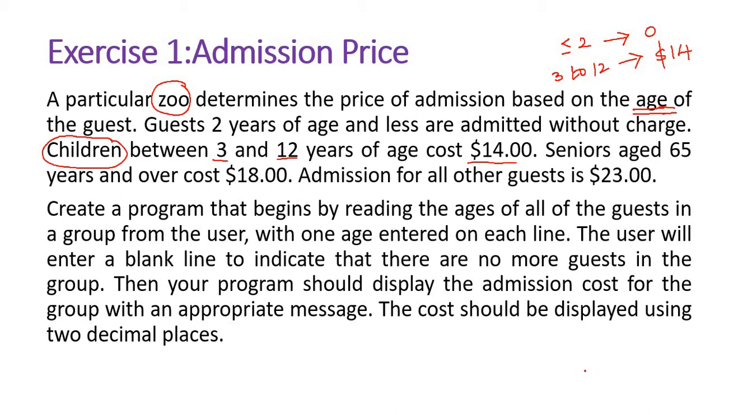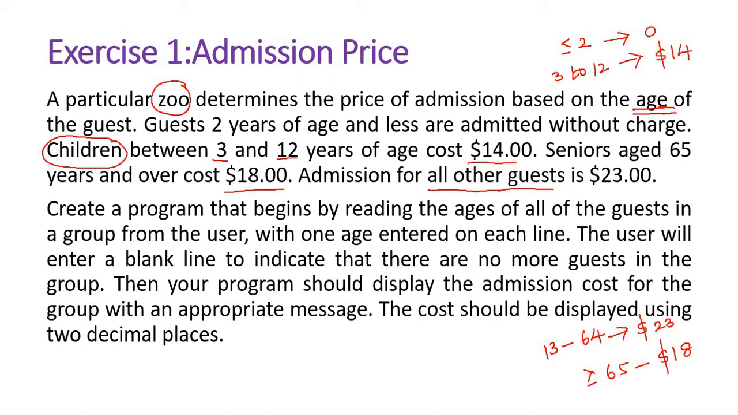Let me write here, greater than or equal to 65, they are seniors. For them it is $18. Then for all others it is $23. All others, in the sense, you just see there is something missing. So from the age 13 to 64, they are the only left out people. They are adults. So basically for adults it is $23.